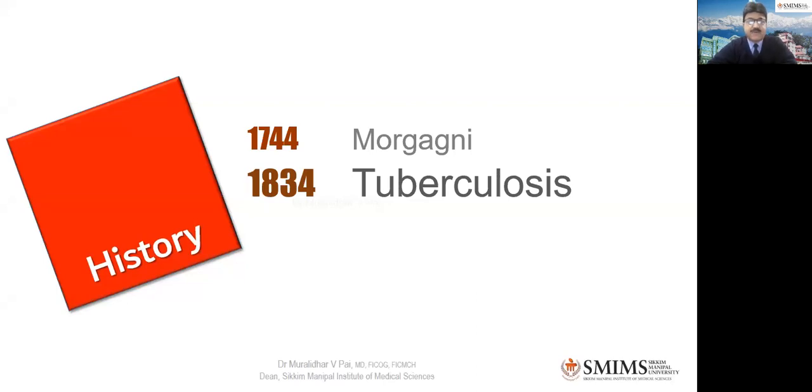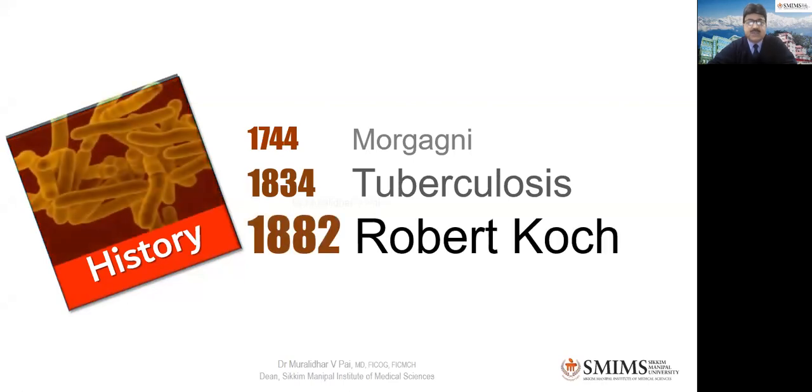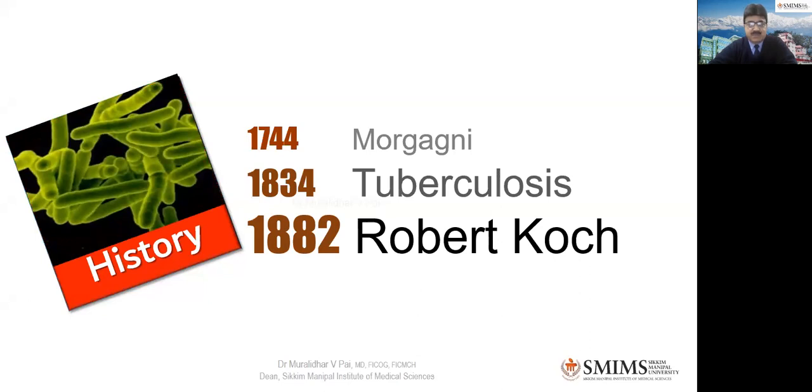To dig a little bit into history, it is 1744, Morgagni first described this problem. And in 1834, it was called tuberculosis because they saw tubercles. It's only in 1882 that Robert Koch isolated this microorganism, that is the bacillus, and thereafterwards we have improved leaps and bounds. Once upon a time, tuberculosis was considered something like cancer or something like corona, where there is no cure for it. Now we talk about cure for tuberculosis.